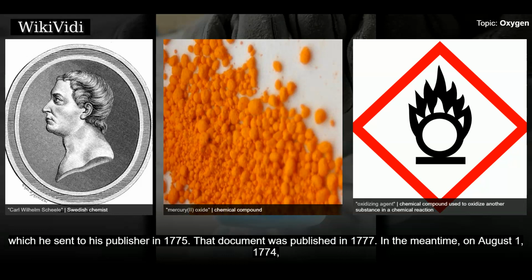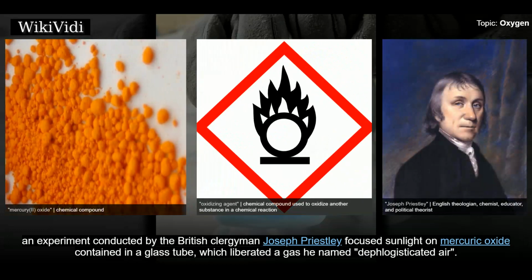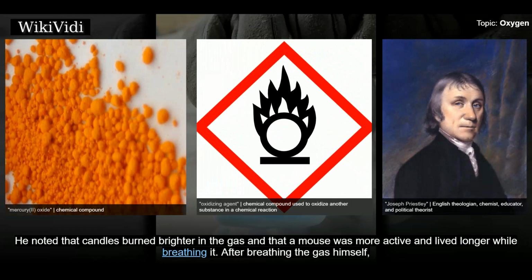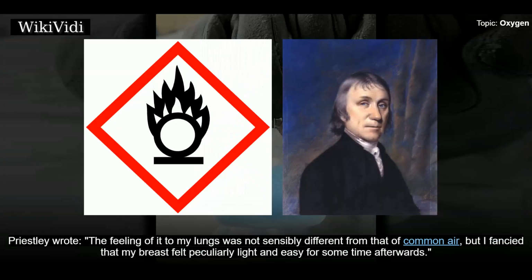In the meantime, on August 1, 1774, an experiment conducted by the British clergyman Joseph Priestley focused sunlight on mercuric oxide contained in a glass tube, which liberated a gas he named dephlogisticated air. He noted that candles burned brighter in the gas and that a mouse was more active and lived longer while breathing it, after breathing the gas himself.